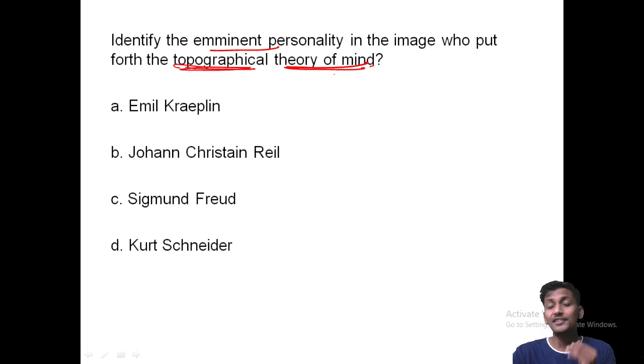The topographical theory of mind and the structural theory of mind, that is id, ego and superego, those were given by whom? Yes, the father of psychoanalysis, that is Sir Sigmund Freud. Sir Sigmund Freud gave the topographical and structural theory of mind.